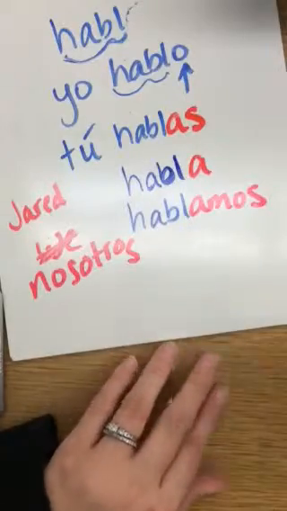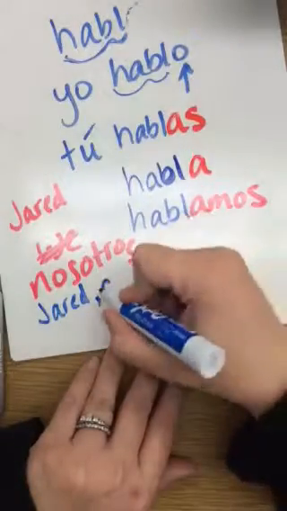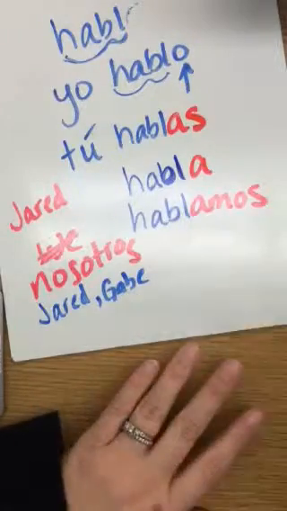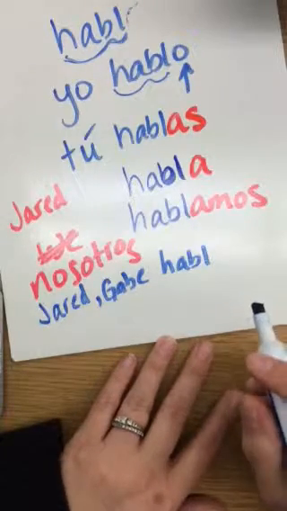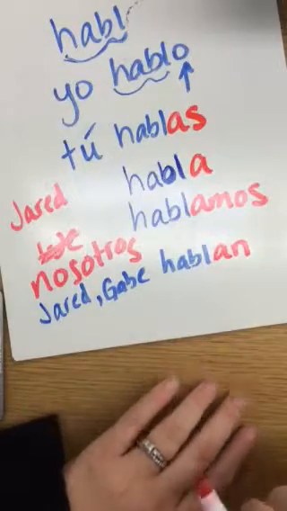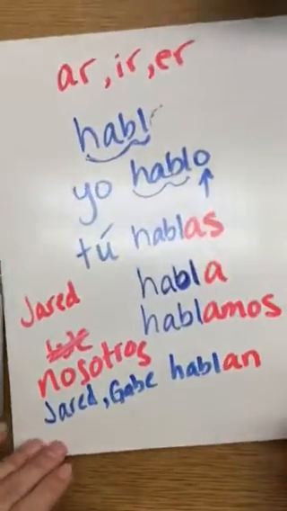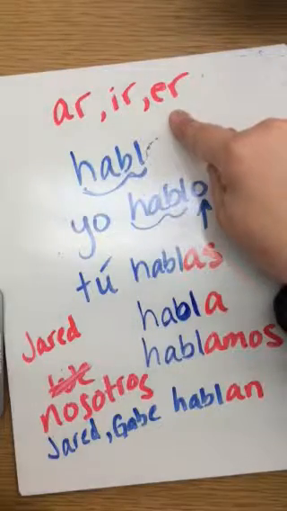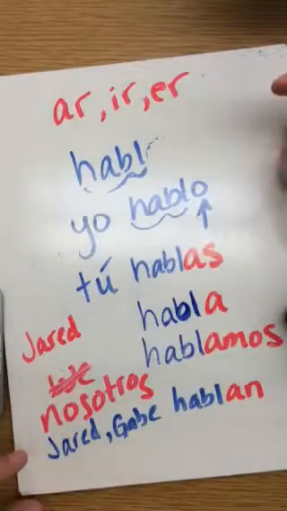And finally, maybe it's Jared and, let's go with the name Gabe. Maybe Jared and Gabe talk every day. So I'm going to keep that same stem, HABL, lets me know I'm talking about talking, and I add on the ending of AN to be they talk. So, once again, what I want you to take away from this lesson, that words in Spanish that end in AR, IR, or ER are our verbs that mean to, and then the stem gives us our meaning, to talk.